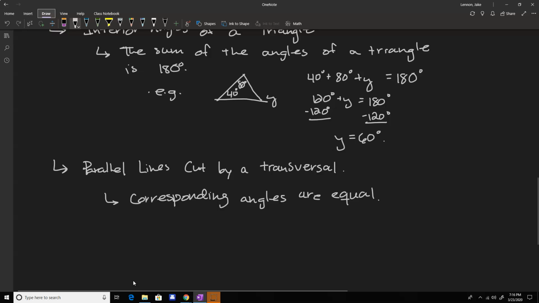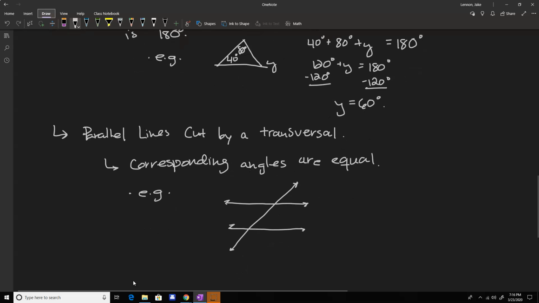So what does an example look like? Well, parallel lines mean, right, they never intersect. So if you had two parallel lines, maybe that'd look like this. So these lines are parallel, they never intersect. And then you have a transversal, so that just means a line that cuts across both of them. Then your corresponding angles are going to be equal.